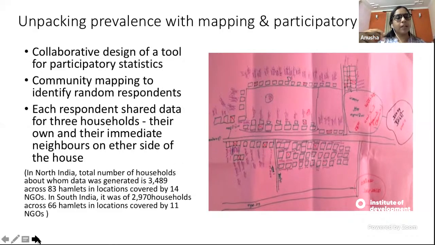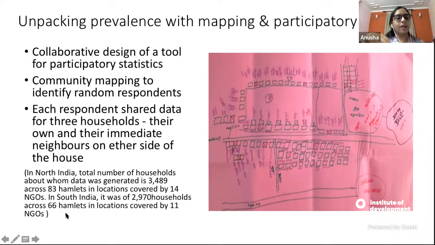Each respondent then shared data for 3 households, 1 their own and 2 immediate neighbors. Depending upon the size of the hamlet, there were about 10 to 15 respondents for each hamlet. So we had data for about 45 households per hamlet. Totally, there were around 3,489 households across 83 hamlets in North India.